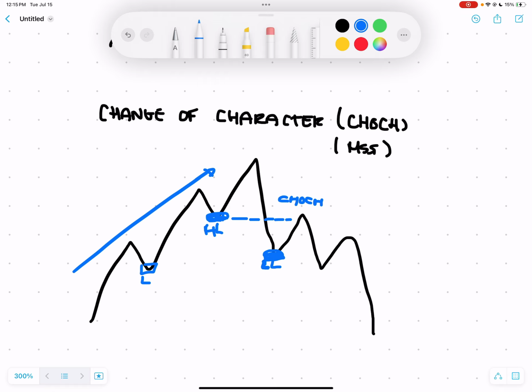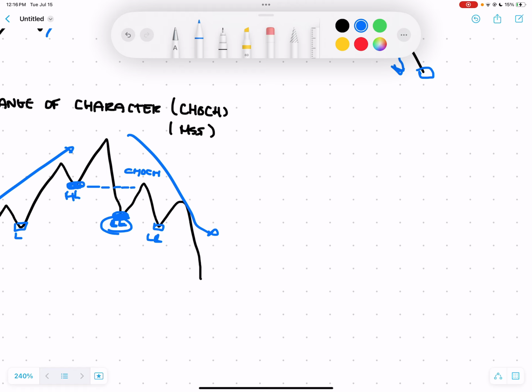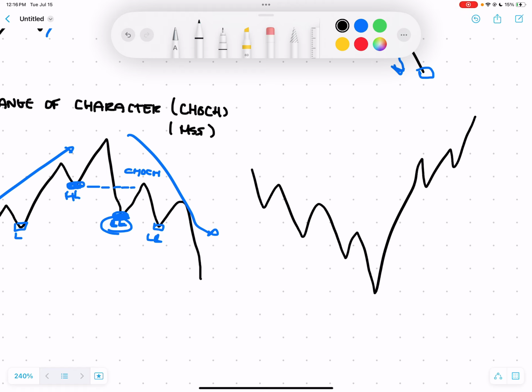Simple as that. Whenever in an uptrend a low is broken, whenever we go from higher lows to a lower low, the first lower low that appears, because here would be another lower low, but the first lower low would be the change of character, change of direction, and you can see the price is now moving downwards.